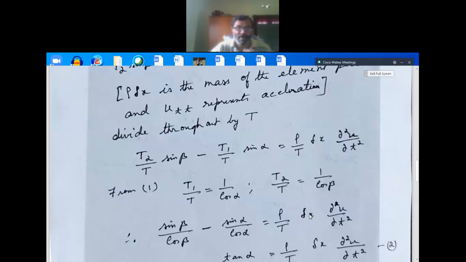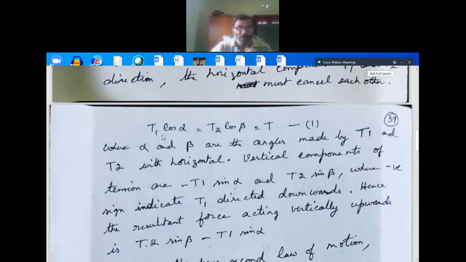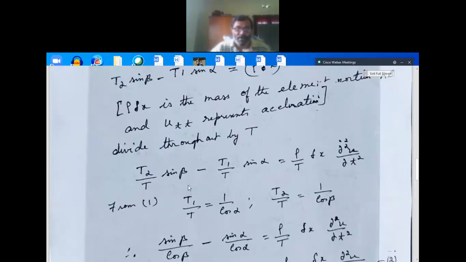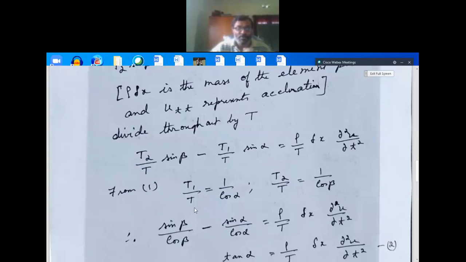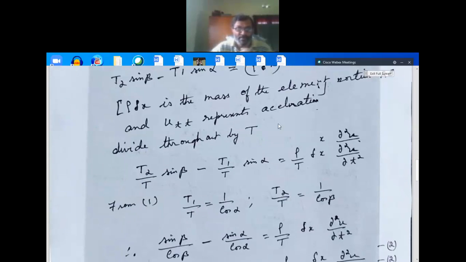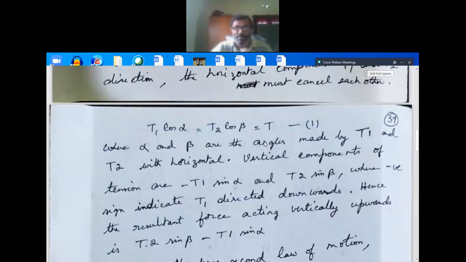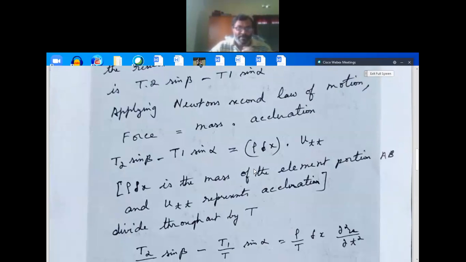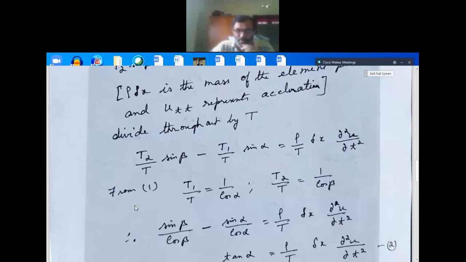Now from equation 1, what can we write? T1 cos alpha equals T, and T2 cos beta equals T. So from 1, T1 by T equals 1 by cos alpha, and T2 by T equals 1 by cos beta. You can make it out from equation 1, it is self-explanatory. I have explained everything in the notes.